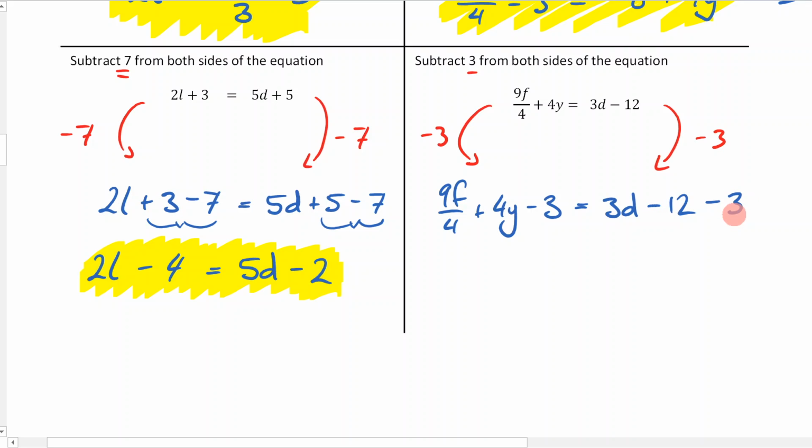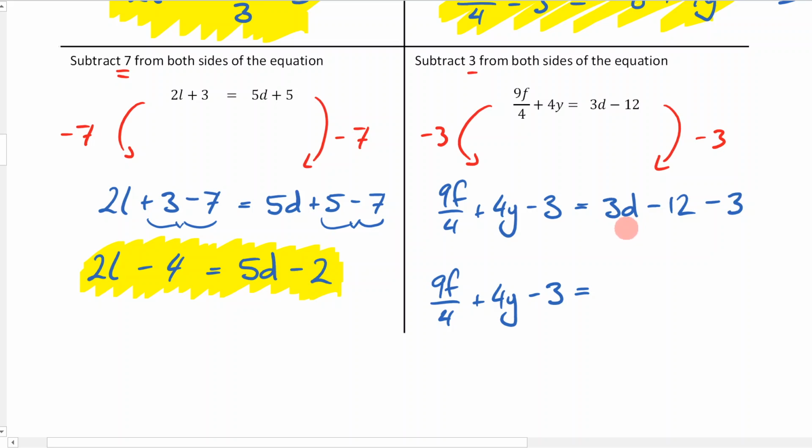Okay, let's first deal with the left-hand side here. This has a pronumeral of f, this has a pronumeral of y, and this doesn't have a pronumeral at all. I can't simplify this side at all. So it just stays like this. There's nothing I can do there.